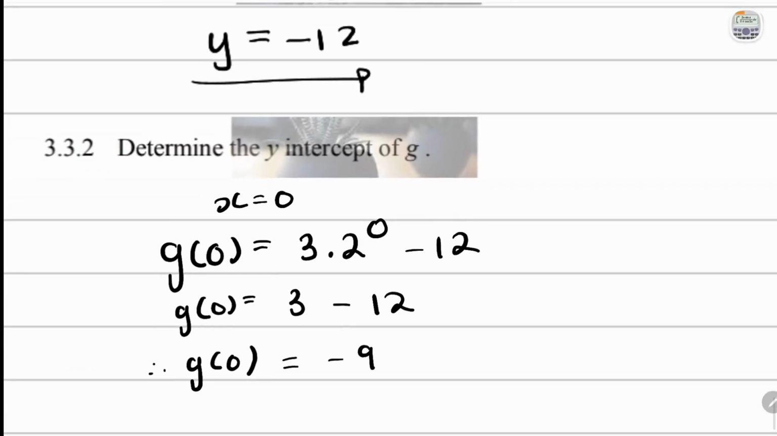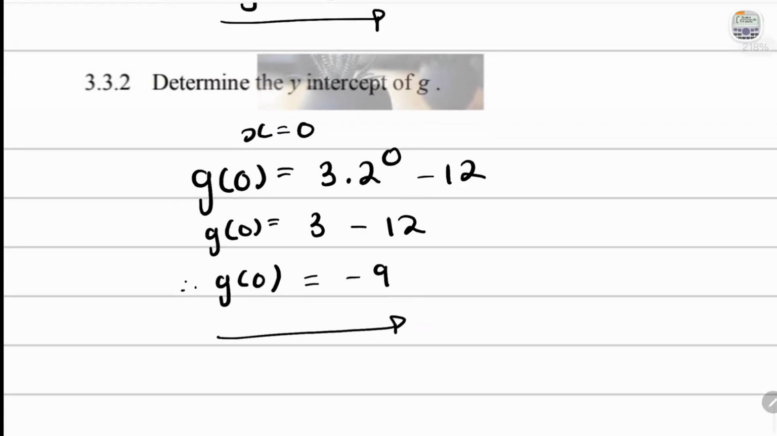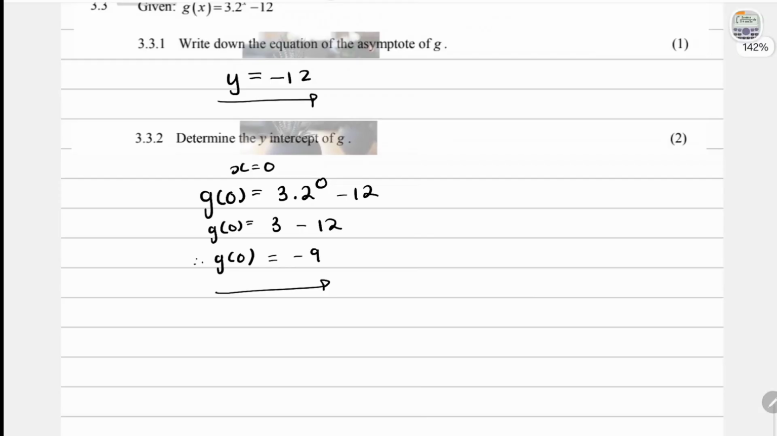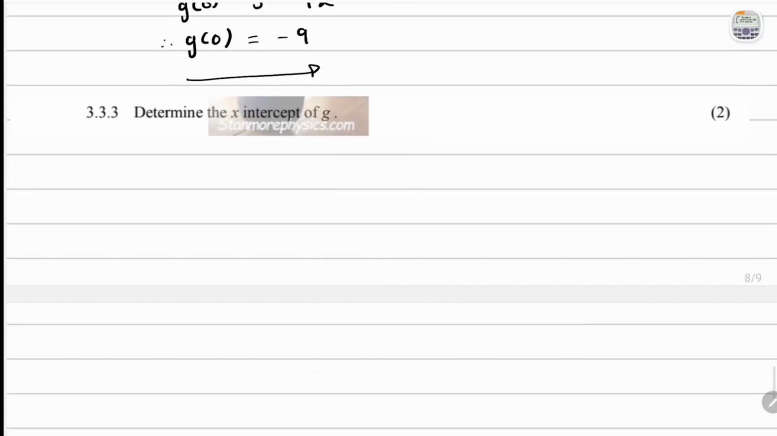Did they specifically say coordinates? No, they just said y-intercept. So you can leave it like that. That is your answer. Moving on to the next question. The next question, determine the x-intercept of g.